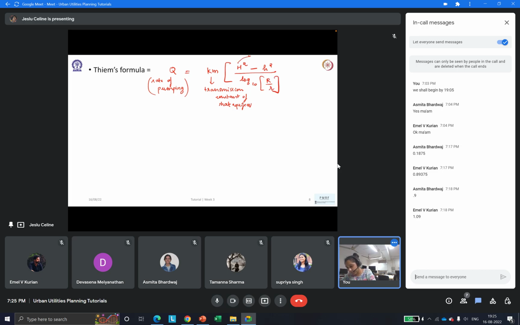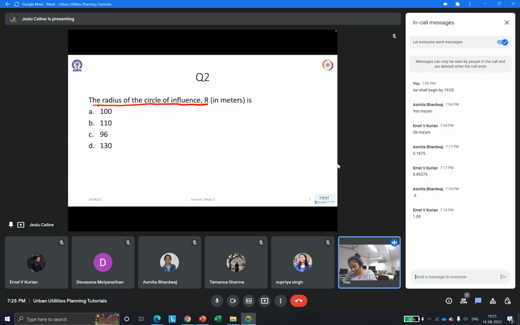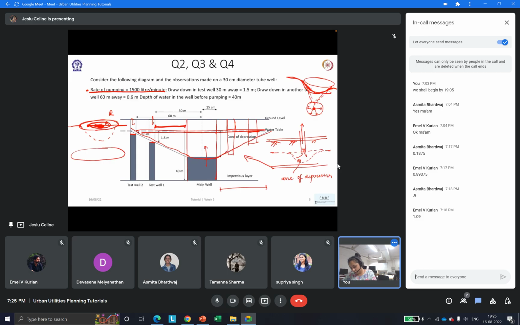This H is nothing but the overall depth, or the depth in which the well is. If you go to this question, this overall depth is what is given, and that information is already given to us. So this is our H, and the other h is basically this one, whatever this is, that is the small h.